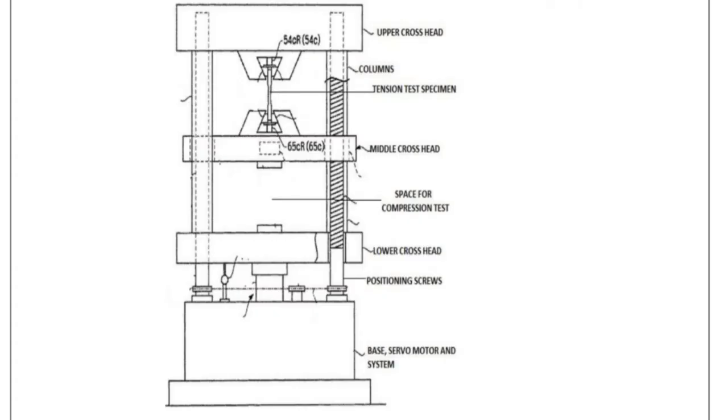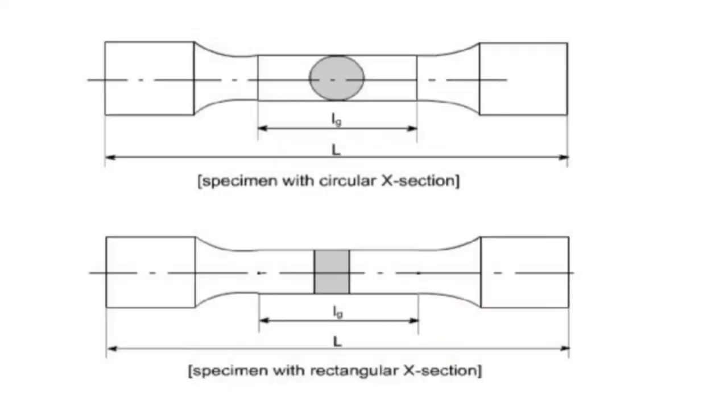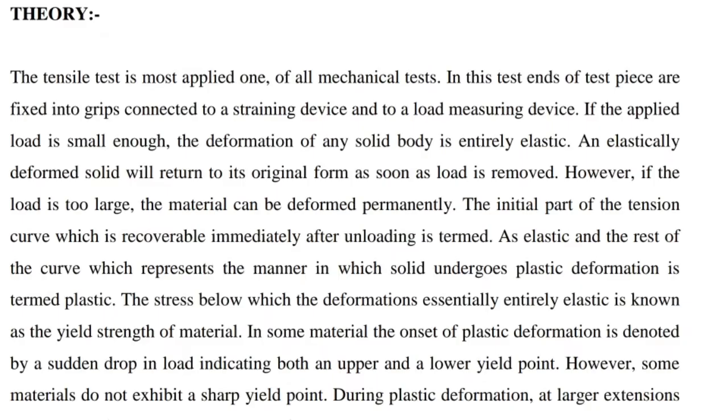Parts of the universal testing machine: upper crosshead, columns, tension test specimen, middle crosshead, space for compression test, lower crosshead, positioning screws, base, servo motor and system. The upper figure shows you a specimen with circular cross section and the lower figure shows you a specimen with rectangular cross section.